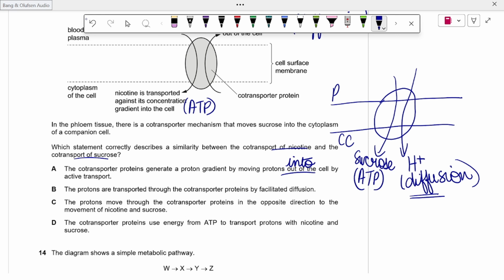This is your blood plasma. Phloem tissue है. So this is your companion cell, के अंदर जा रहा होता है आपका. And phloem sieve tube या कहीं से भी बाहर से आपका अंदर आ रहा होता है. So the protons are pumped into your cell, and they're pumped by passive process, passive transport. So the whole sentence is wrong. The protons are transported through the co-transport protein by facilitated diffusion.